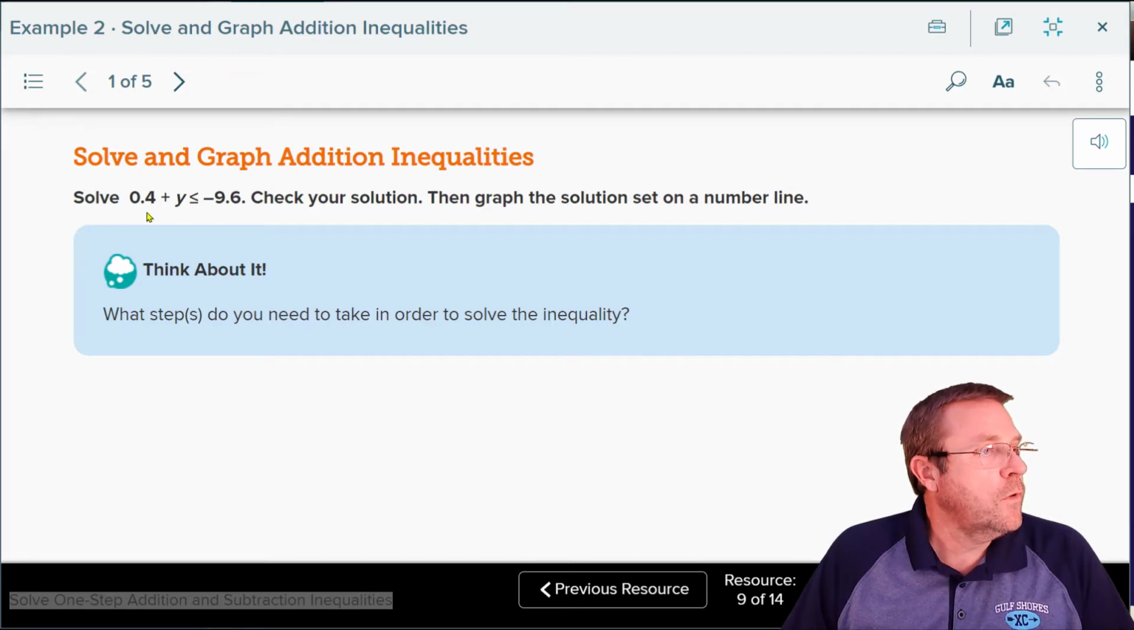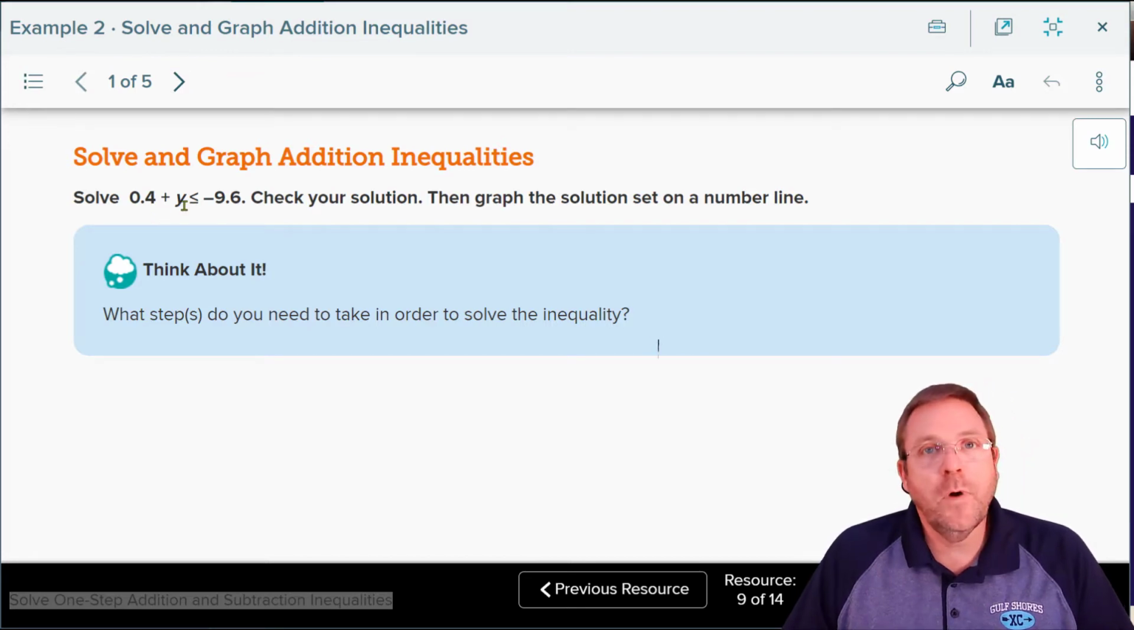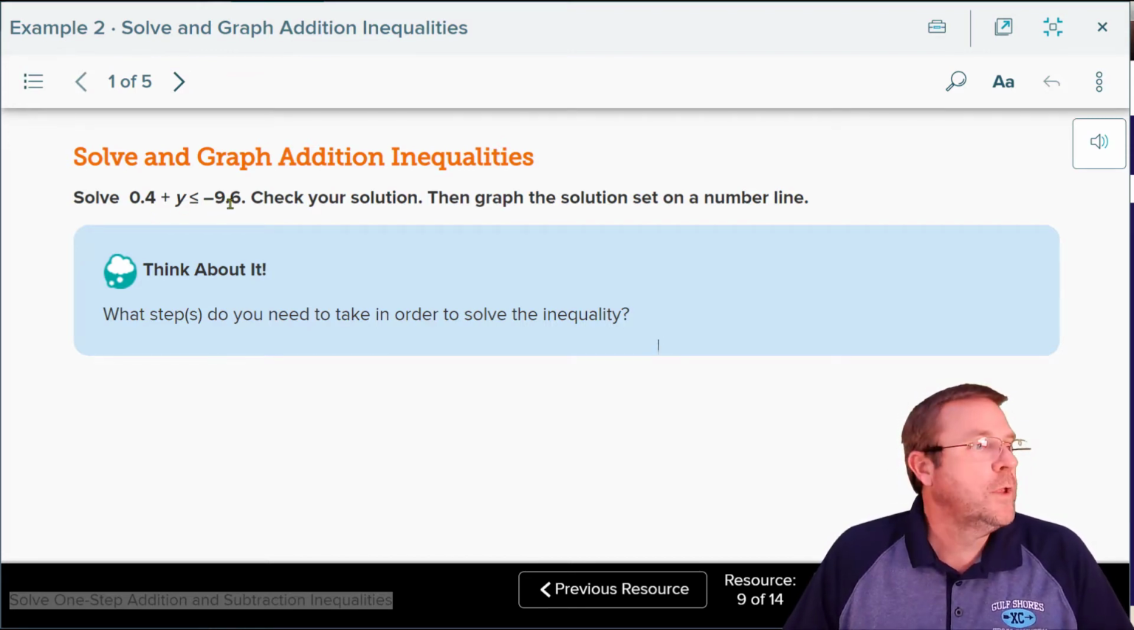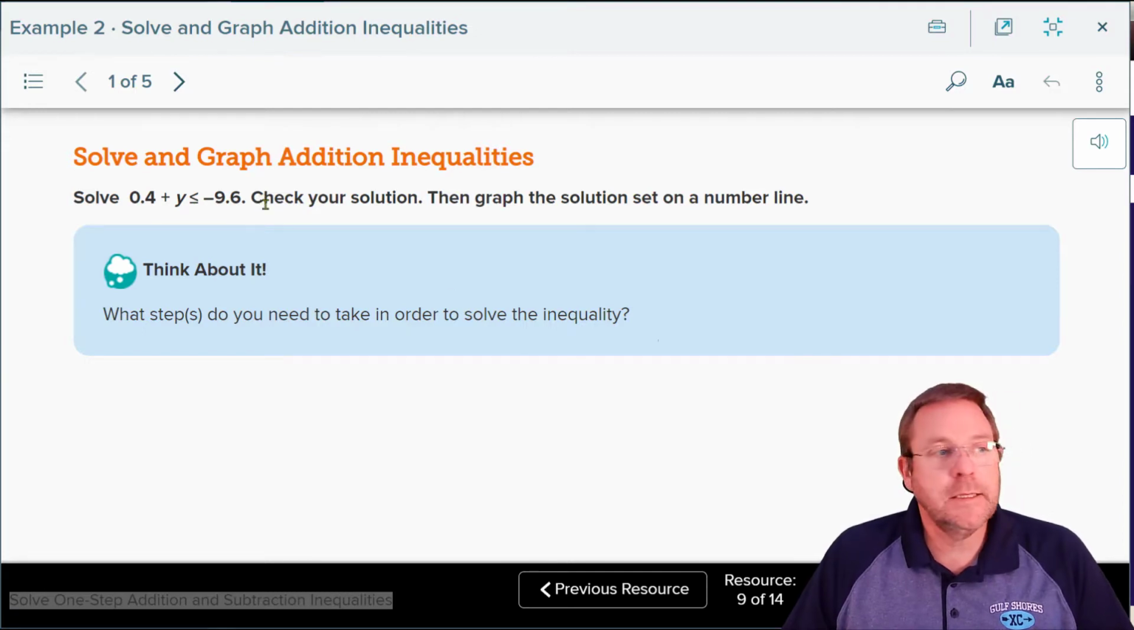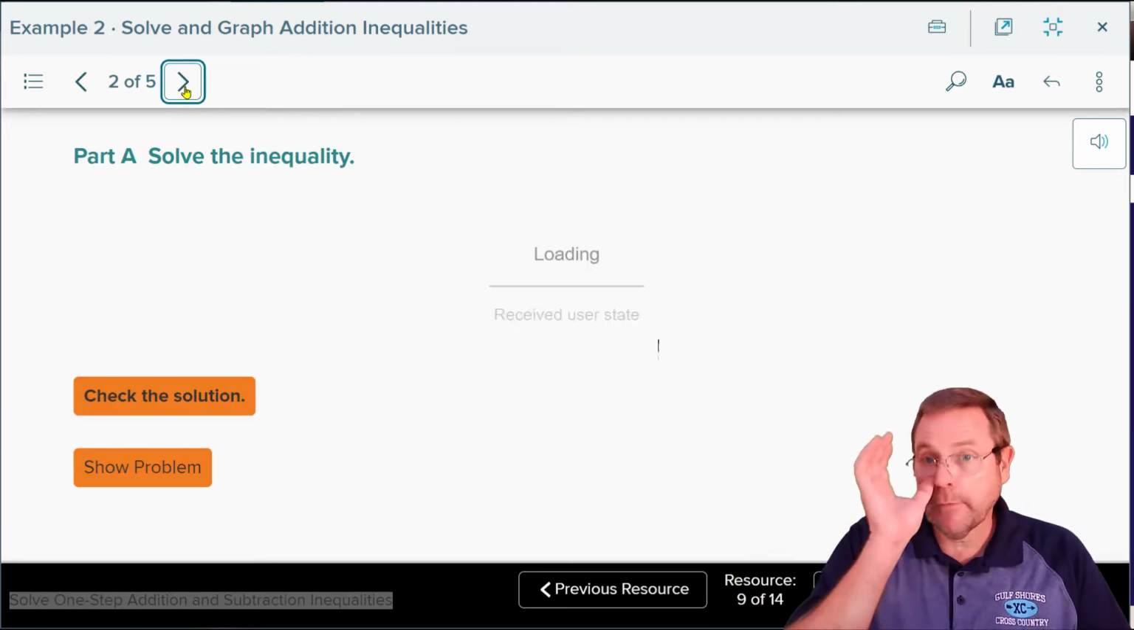We want to solve 0 and 4/10 plus y is less than or equal to negative 9 and 6/10, check our solution, and then graph it on a number line. So let's get started on that.